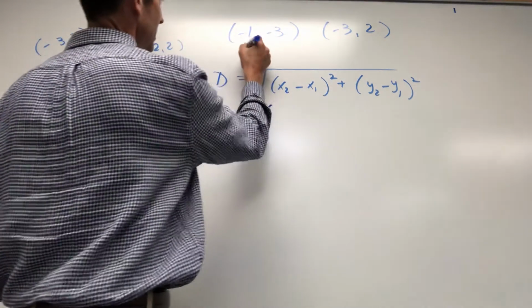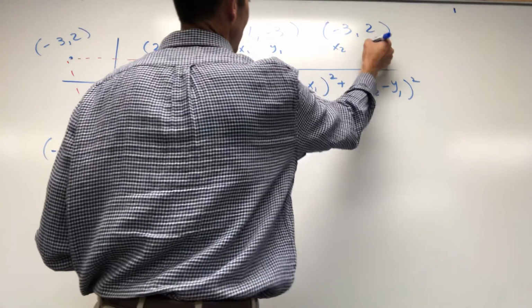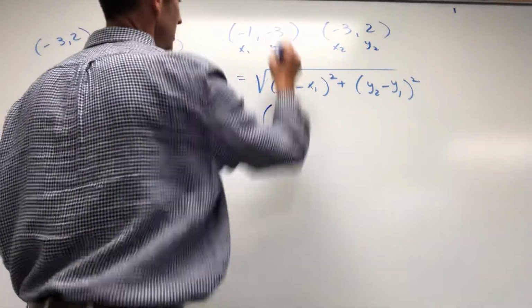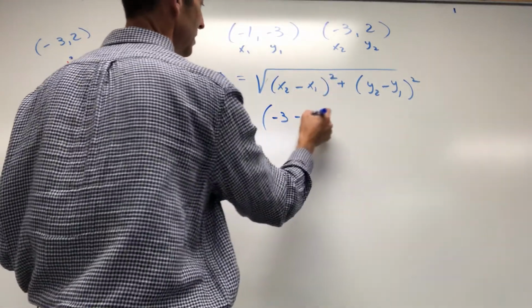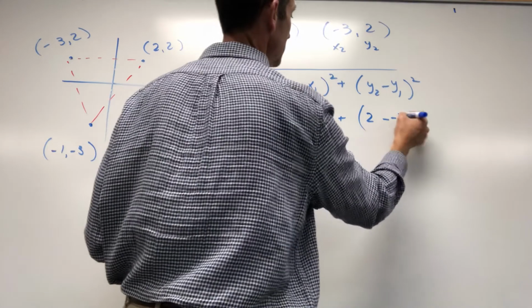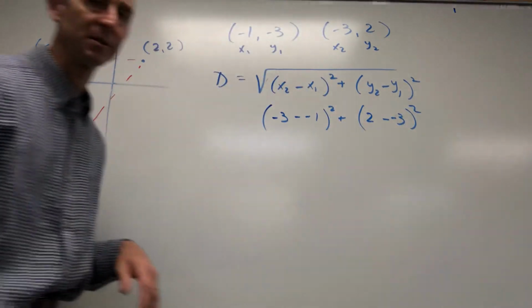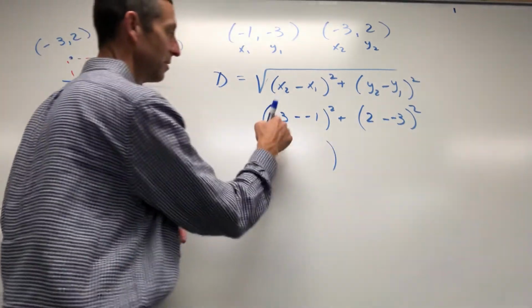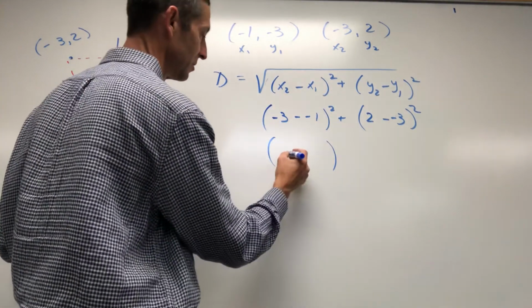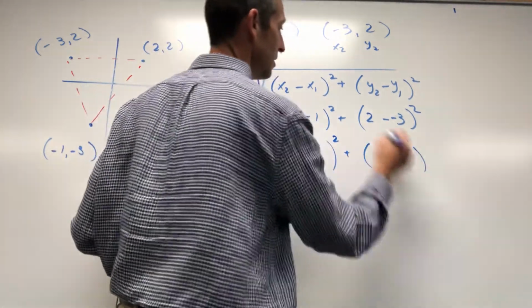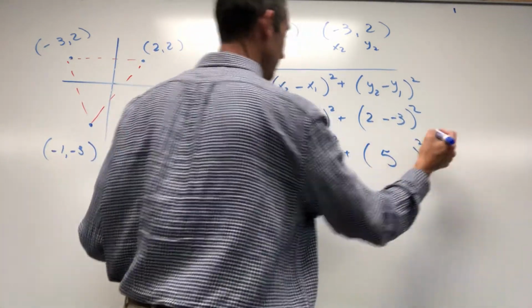All right, x1, y1, x2, y2. So these guys show up. So here's -3 minus -1 squared, and then 2 minus -3. So you got your x's first, your y's second. A little tricky math here: -3 plus 1 squared, so this is going to be a -2 squared, and then 2 plus 3 is 5 squared.